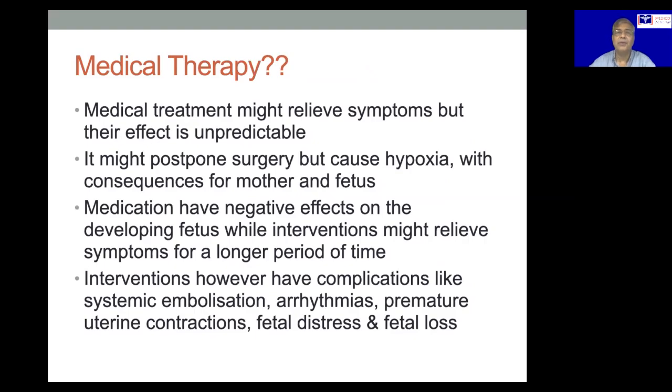What medical therapy can be tried? Medical treatment may relieve symptoms, but their effect is unpredictable. It might postpone surgery, but can result in causing hypoxemia with consequences which are adverse for the mother as well as the fetus. Medications have negative effects on the developing fetus, while interventions might relieve symptoms for a longer period of time. Interventions, however, have complications like systemic embolization, arrhythmia, premature uterine contraction, fetal distress, and fetal loss.